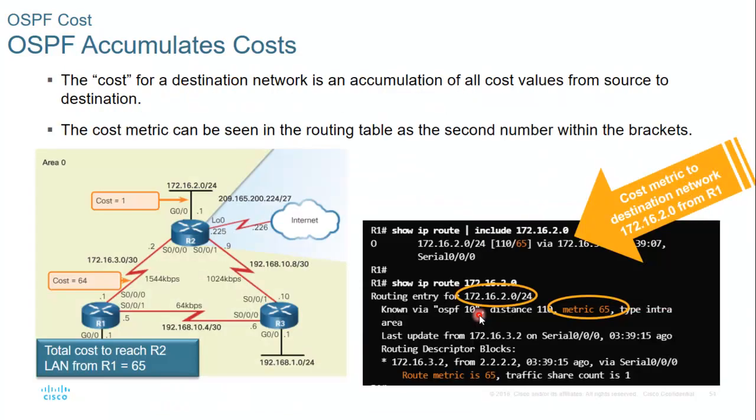The cost for a destination network is an accumulation of all the cost values from source to destination. The cost metric can be seen in the routing table as the second number within the brackets. Here in the routing table, this is the administrative distance and this one is the cost or the metric. Going from this network to this network, the cost is 64, and then from here to there, the cost is 1, and the total cost would be 65. So it is an accumulation, a collective amount of cost from source to destination.